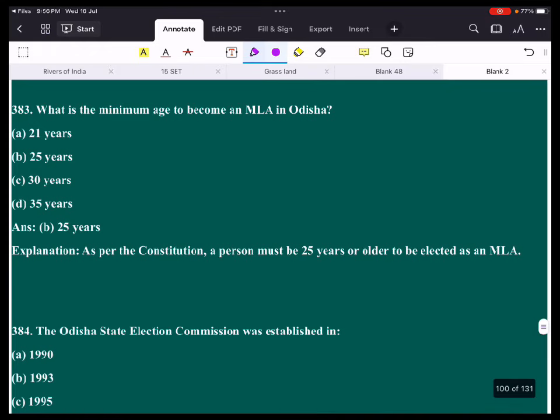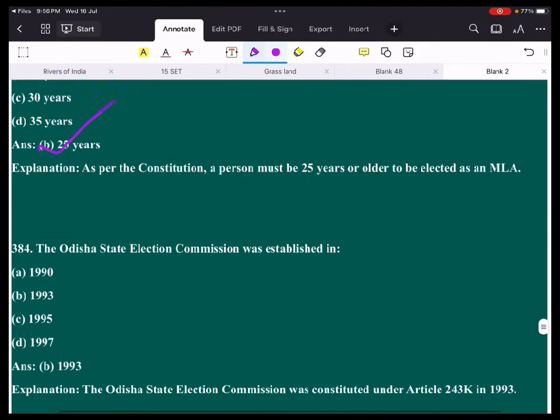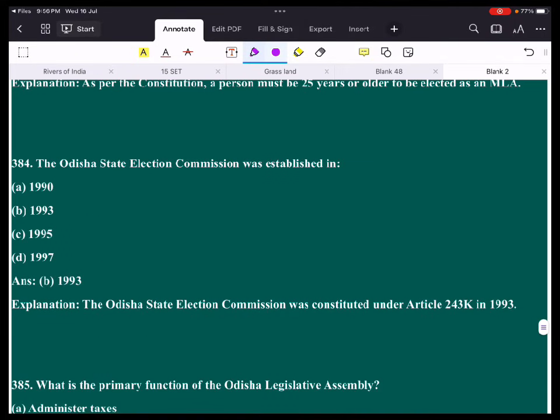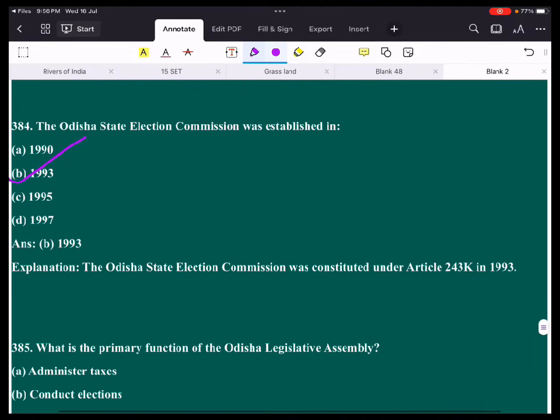What is the minimum age to become an MLA in Odisha? That is option B, 25 years. The Odisha State Election Commission was established in 1993, option B. The State Election Commission was constituted under Article 243K in 1993.